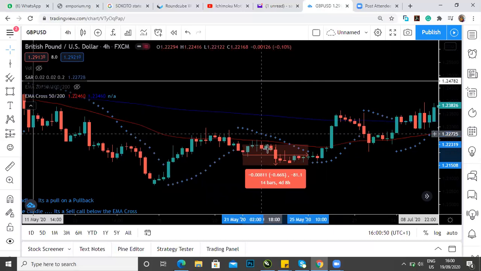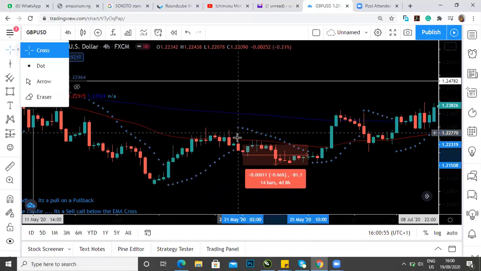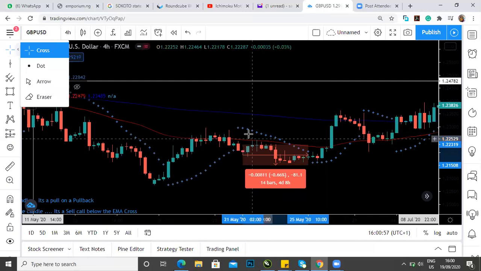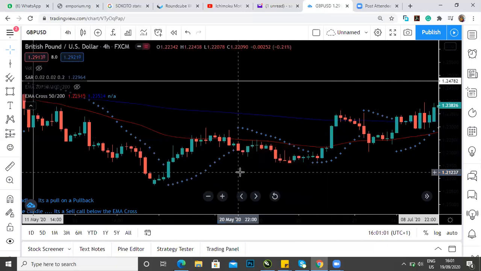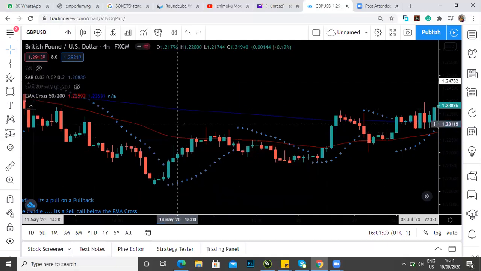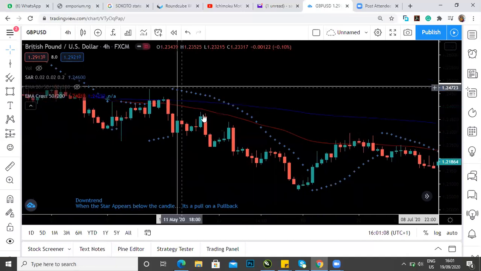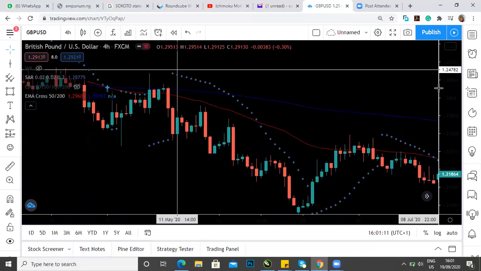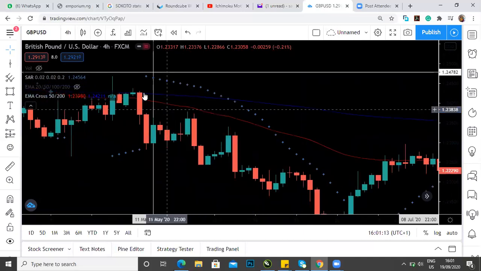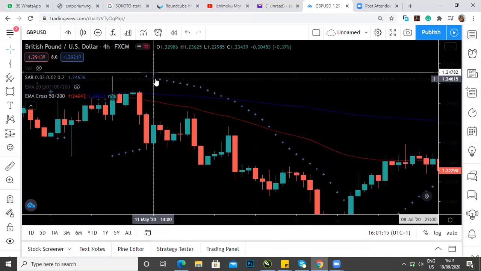It's a lot of noise trade, and the reason why that happened is because there is no distance, no long distance between the star and the candle. Those are the things we need to look out for when we are trading. Now check the spacing between the entry of my candle and the star. It's a lot of space.